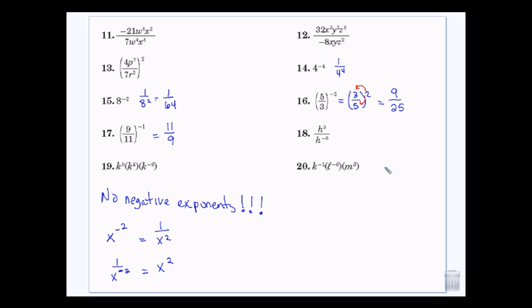Now, when I have a problem like this, 18 with this negative exponent, I'm going to take this h to the negative 6 and I'm going to bring it upstairs because I don't want it to be negative. So that's h to the 3rd, h to the 6th. Well, that's multiplication, so now I can add them.